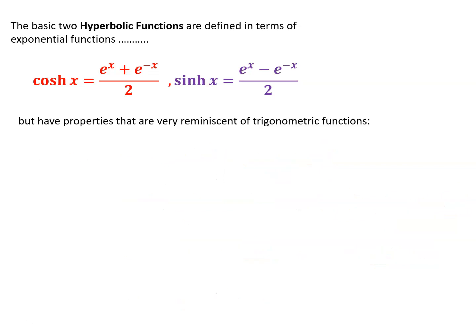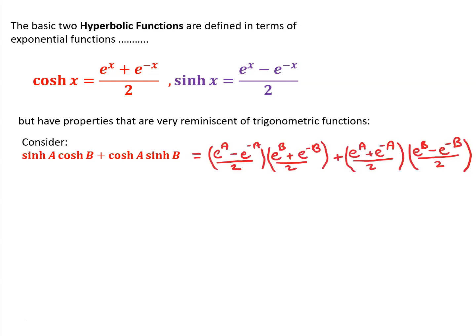Let's have a look at another example. Let's have a look at sinh a cosh b plus cosh a sinh b. So, writing out the definitions of that, we've got e to the a minus e to the minus a all over 2, times e to the b plus e to the minus b over 2, plus e to the a plus e to the minus a over 2, times e to the b minus e to the minus b over 2.